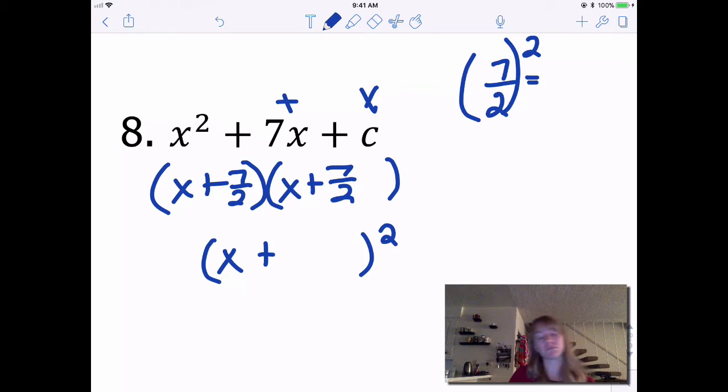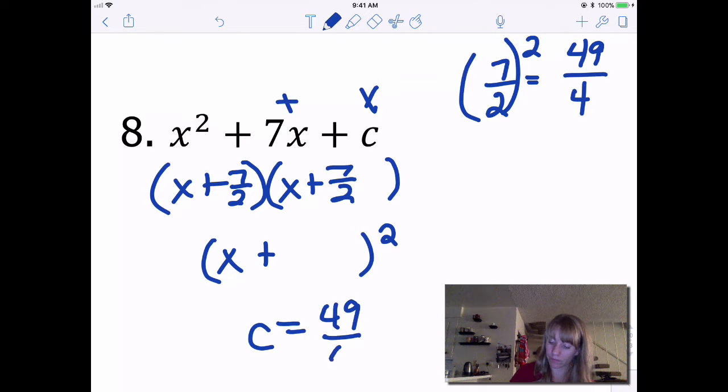Then I can square it. When you square something, square the numerator, square the denominator, square the top, square the bottom. 7 times 7 is 49. 2 times 2 is 4. You might start seeing a pattern. C is 49 over 4.